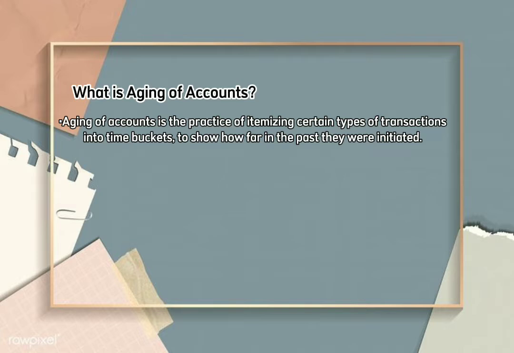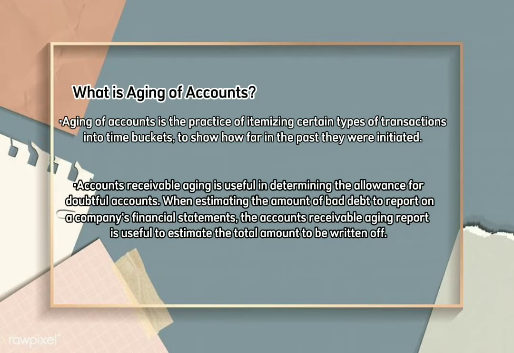So, aging of accounts, ito yung method na ginagamit ng accountants and investors to evaluate and identify any irregularities within a company's accounts receivable. Companies apply aging to understand the effectiveness of its credit and collection functions and para ma-estimate nila yung potential na bad debts. Accounts receivable aging is useful in determining the allowance for doubtful accounts when estimating the amount of bad debt to report on a company's financial statements.